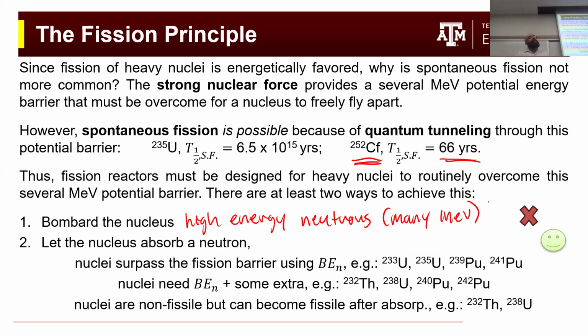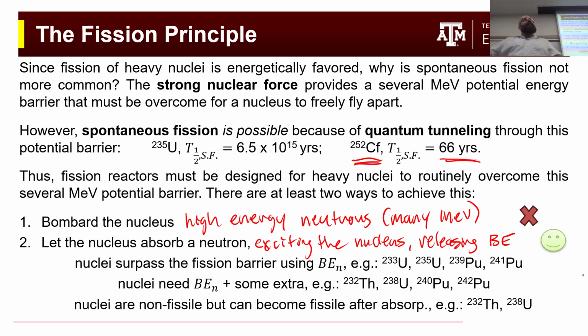The other way to do it is to let that nucleus absorb a neutron. If that nucleus absorbs a neutron, it gains some excitation energy from that event. So this will excite the nucleus, and that excitation energy can then release the binding energy. And that is the way that we make fission happen in commercial reactors.